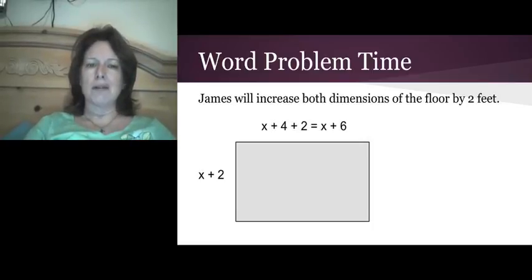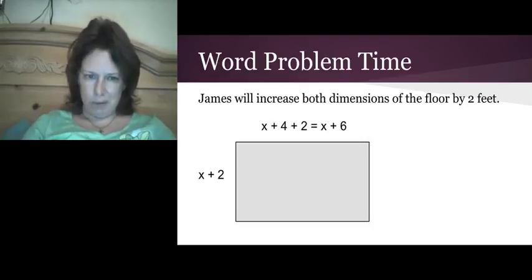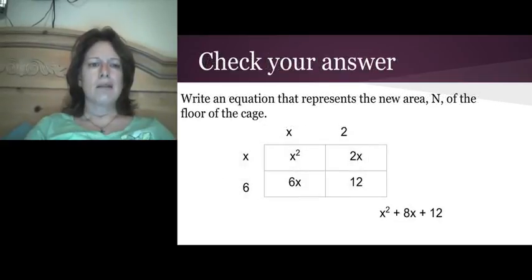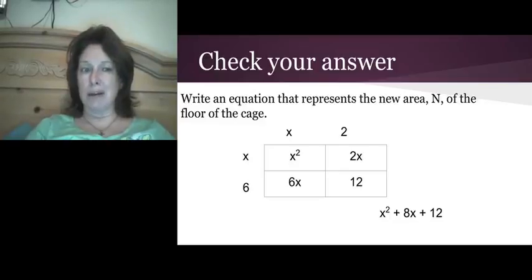Now we have the new length of his new floor that's been increased by 2 and the width that's been increased by 2. We again can make our box, perform our operations, and find the area of this new rectangle. You try it. Now we have the equation that represents the new area N of the floor of the cage. It is final answer of x squared plus 8x plus 12. Check your box with this box to see if it fits your answer. x squared plus 8x plus 12.